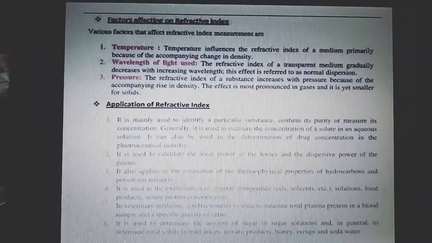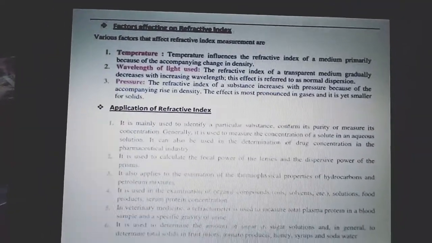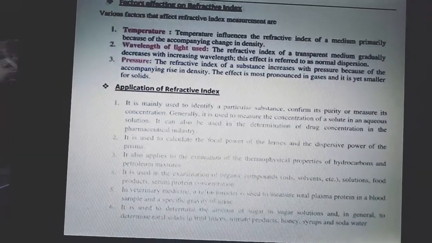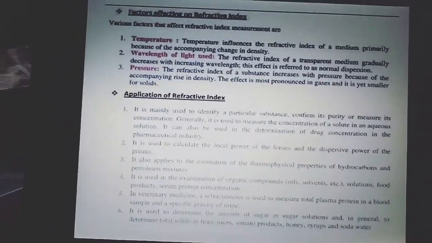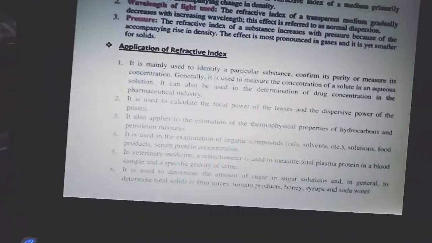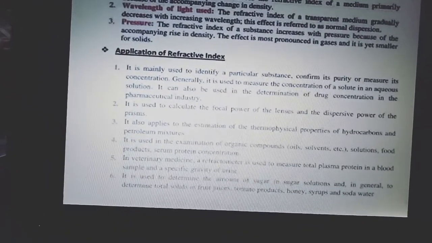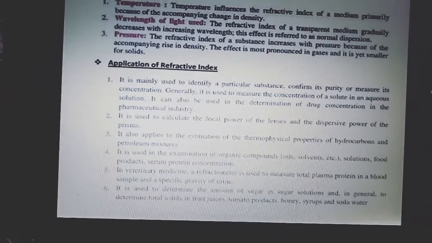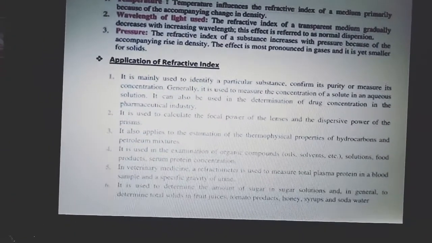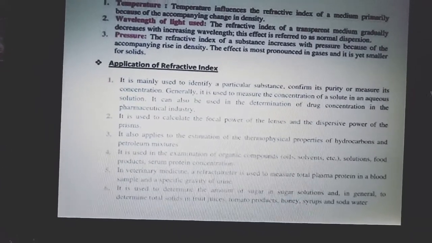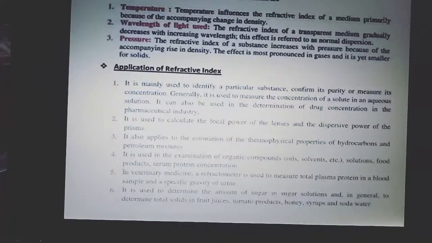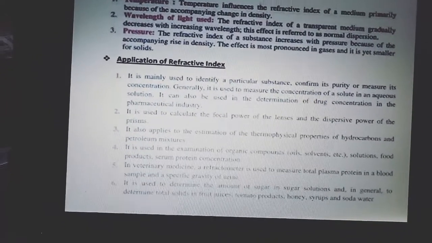Now what are the factors which affect the refractive index? There are various factors, that is temperature, wavelength of light used, and pressure. Now there are various applications of refractive index. First of all, I have told you that it is mainly used to identify a particular substance, to confirm its purity, to measure the concentration, to determine the concentration of drug. In the pharmaceutical industry, we use the refractive index to measure its purity.